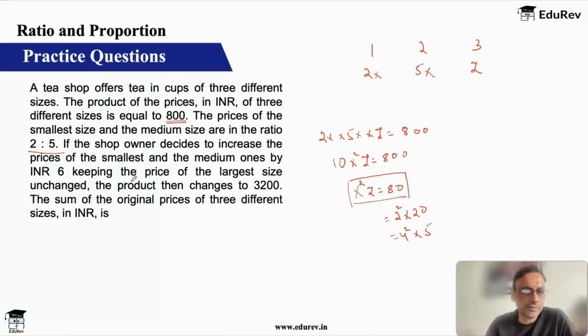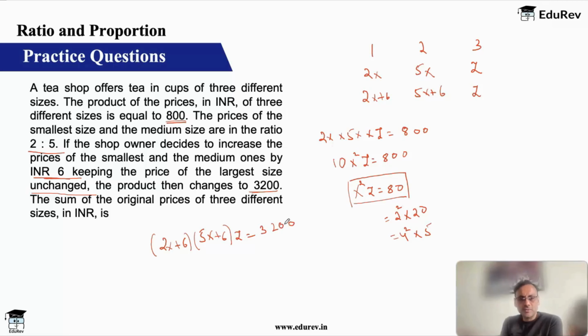But let's use what other information is there. If the shopkeeper decides to increase the price of the smallest and the medium cups by rupees 6 and keeps the price of the largest size unchanged, then the prices will be 2x plus 6, 5x plus 6 and z, and the product is 3200. So (2x plus 6) into (5x plus 6) into z is equal to 3200.